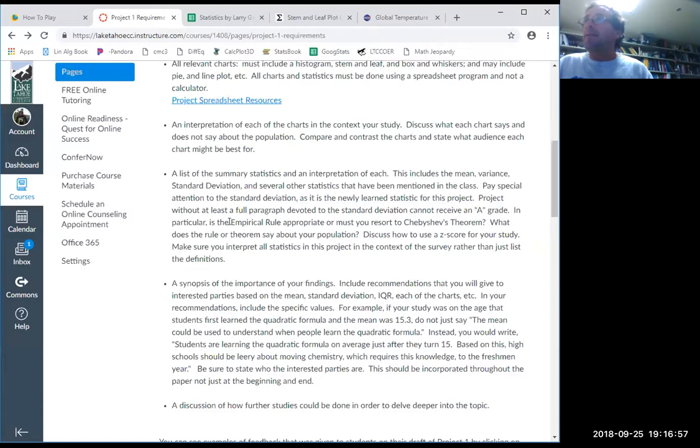Okay. What is the empirical rule? What does the empirical rule say about your data? And can you even use the empirical rule? So remember, that's by looking at your histogram and seeing if you have a normal distribution. But if you can't use the empirical rule, then you should talk about Chebyshev's theorem. Again, that was in chapter 2, I believe.